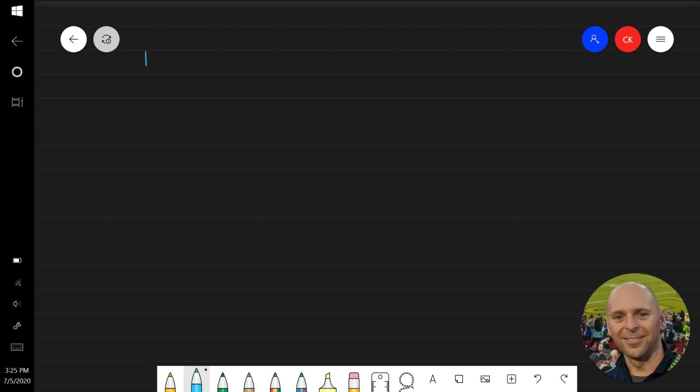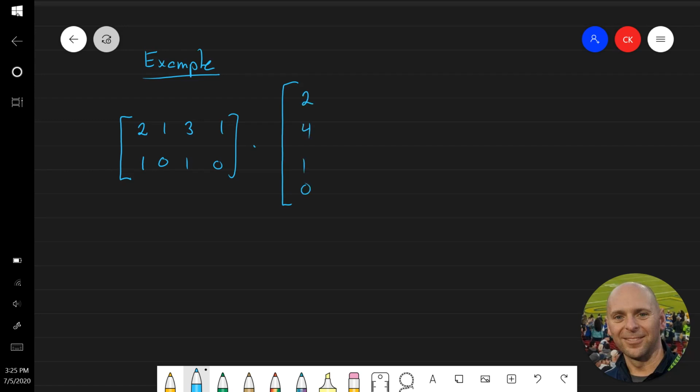Okay, now let's look at the next example. Here we're going to multiply a larger matrix, 2, 1, 3, 1, and 1, 0, 1, 0, times the matrix we used before, 2, 4, 1, 0 going down, and 5, 3, negative 4, 1 going down. So now I've got essentially 2 rows times 2 columns that we have to do. This is a 2 by 4 matrix on the left and a 4 by 2 matrix on the right.